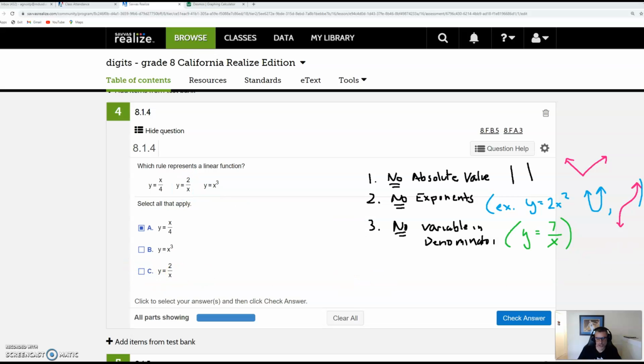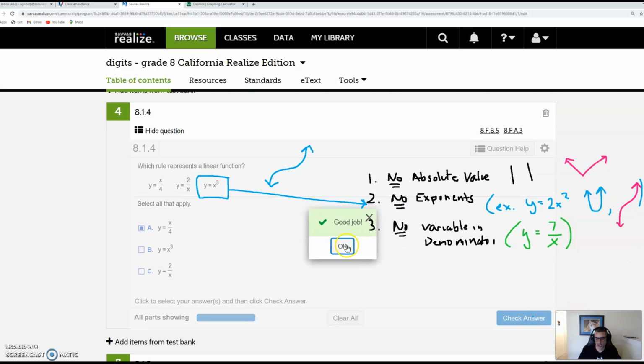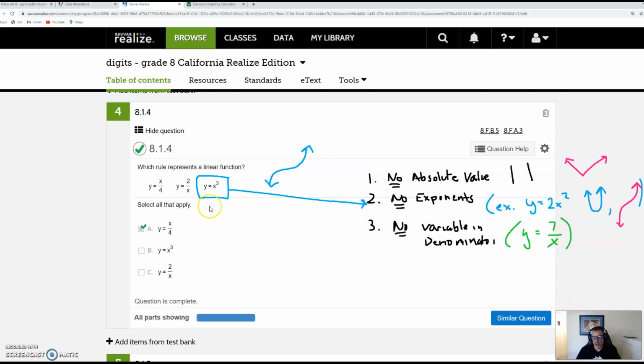And my third one is y is equal to x cubed. That has an exponent. If I go ahead and graph it, I'm going to get a line that curves like this. So only one of these would actually be a straight line if I graphed it. So I'll check my answer. Got it.